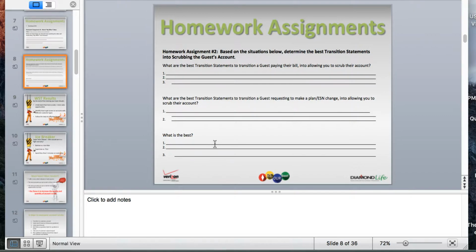Now the transition statement is how do you get into the customer's account based on different customer types or customer needs. So a bill pay, somebody that needs a plan change, they're coming to buy an accessory. How do we transition from our conversation into their account? Now you're going to have a competition in the WST, so make sure you're really working with your team members on this homework assignment so they can come prepared with really, really good transition statements.